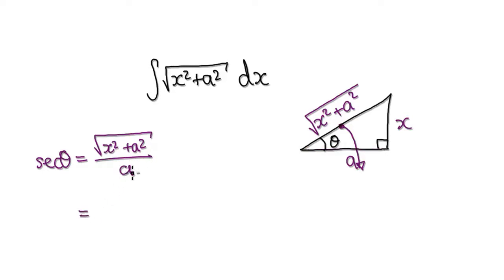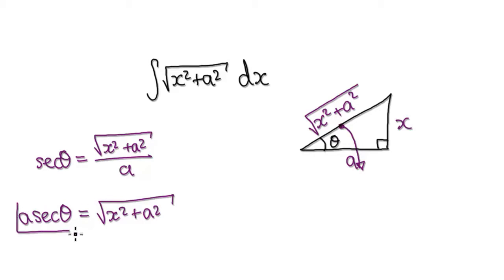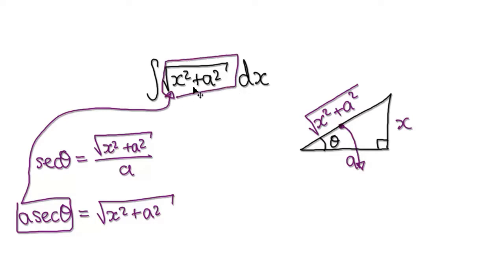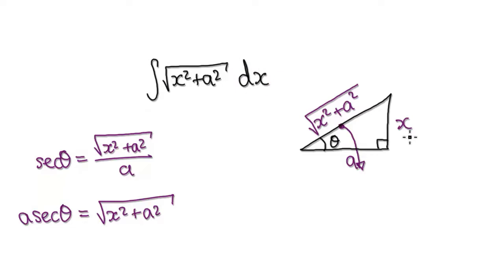So if you times both sides by a, that would then give you a secant theta equals root x squared plus a squared. So later on we can put this into here, okay? And we need to obtain the dx. So looking at this, this is tan. So tan of the angle equals x over a. So times both sides by a. That will then give us this thing here.